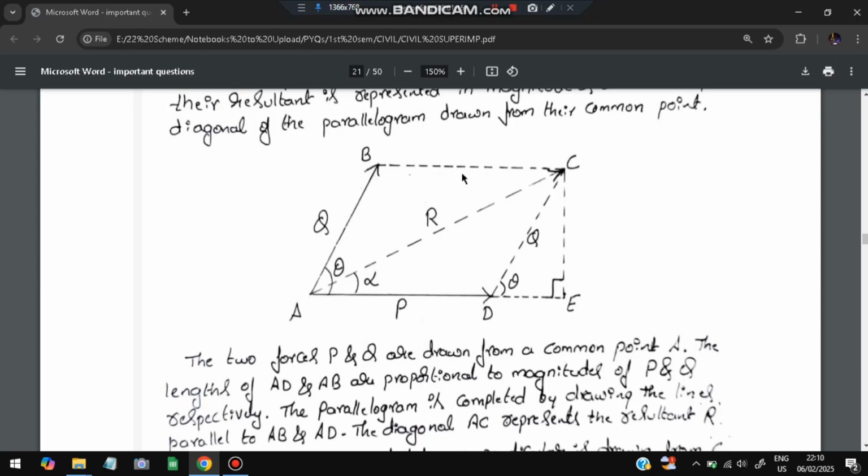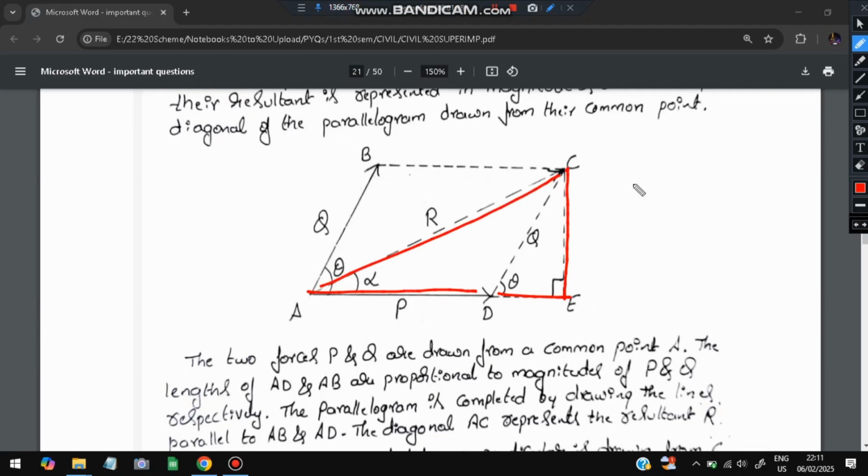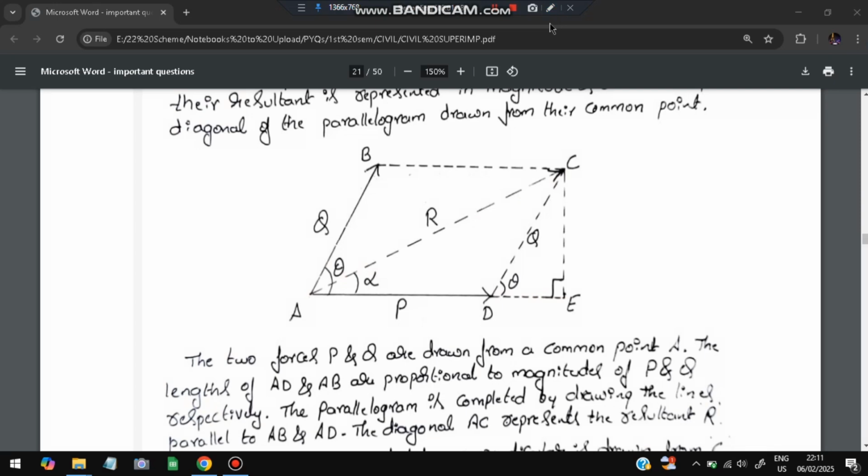So this whole thing is P plus Q cos theta, and this one is Q sin theta. Now this is also a right angle triangle, right? So R square by Pythagoras theorem will be equal to this whole thing, which is (P plus Q cos theta) whole square, plus this value, which is (Q sin theta) whole square. When we simplify it, we will get the value of the force acting on it.